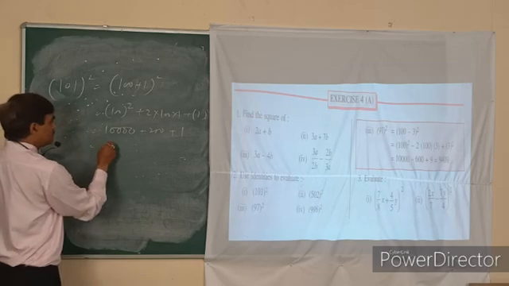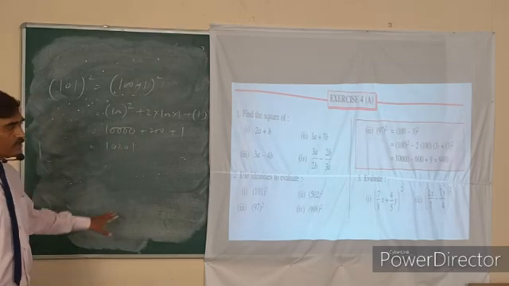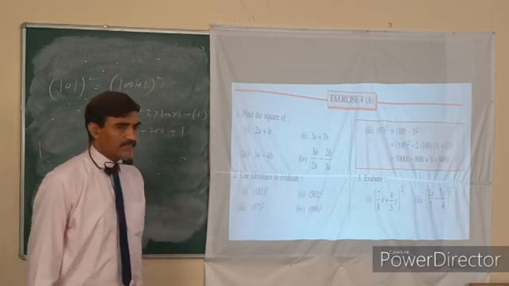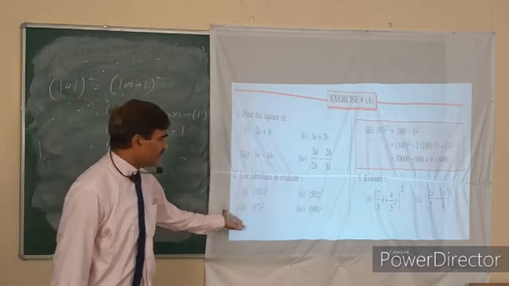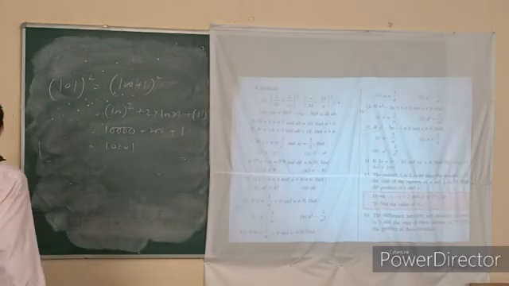So that makes 10201. This is your answer. So in this way we can calculate any value. Suppose 97 is there. So 97 can be taken as 100 minus 3 and you can expand it. Now see some more questions.